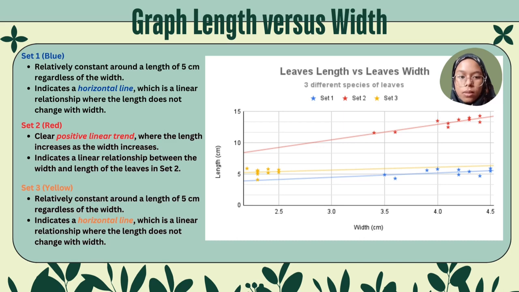Set 3, similar to set 1, the data points for set 3 are relatively constant around a length of 5 cm regardless of the width. This also indicates a horizontal line, which is a linear relationship where the length does not change with width.